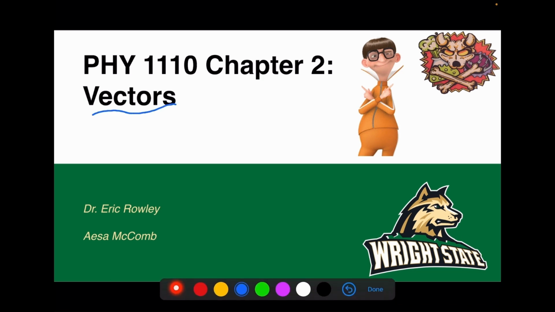We're going to be talking about Chapter 2 of Physics 1110, which is all about vectors. This is mostly going to be a math chapter, more so math than physics a little bit, because vectors are going to be really important for us to be able to describe real objects in real space. So this is mostly a mathematical technique that we're going to use to make models, which, as you guys know, is what physics is all about.